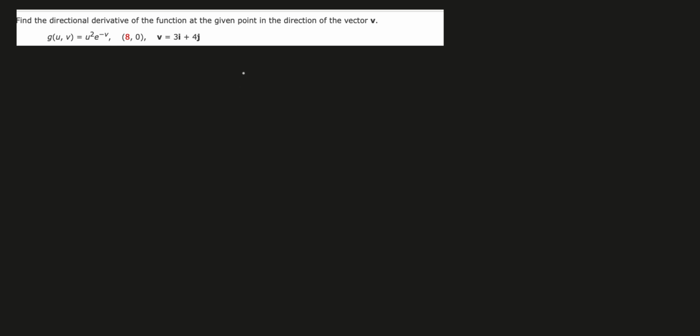Okay, let's continue with our directional derivative series, and let's talk about the directional derivative of our function in the direction of the vector v at the point (8, 0). So we have g(u, v) equal to u squared over e to the v. Our point is (8, 0), and our vector is (3, 4).